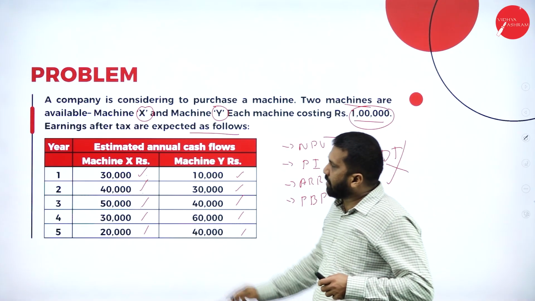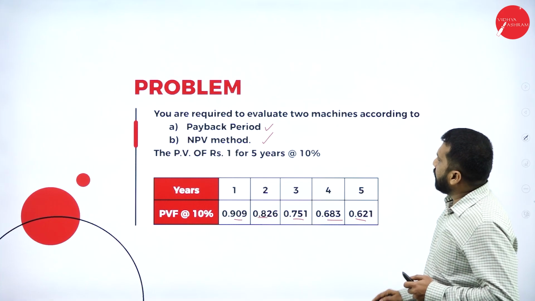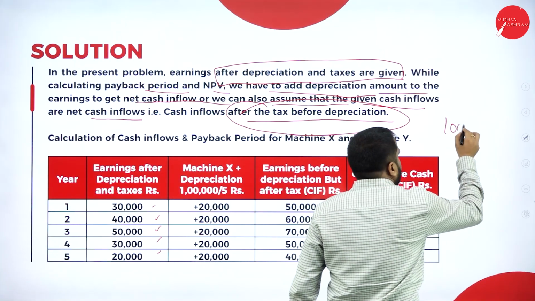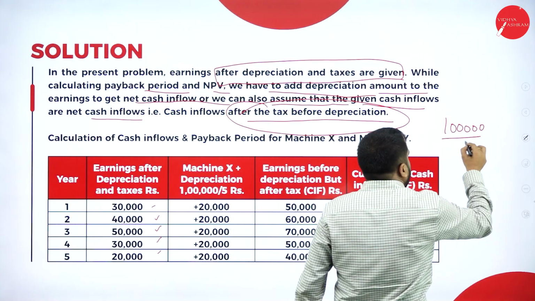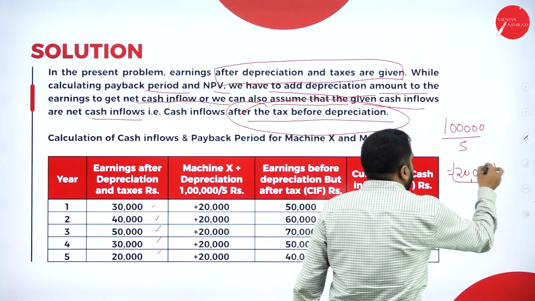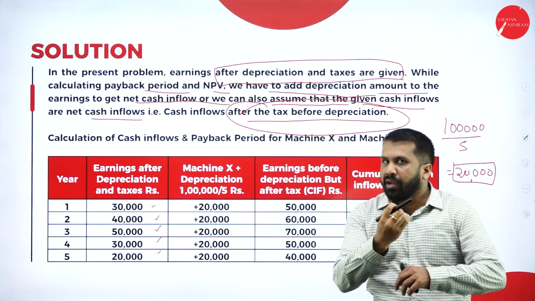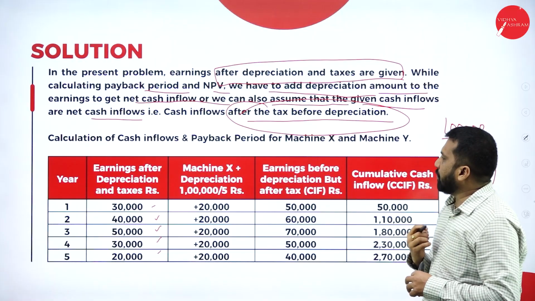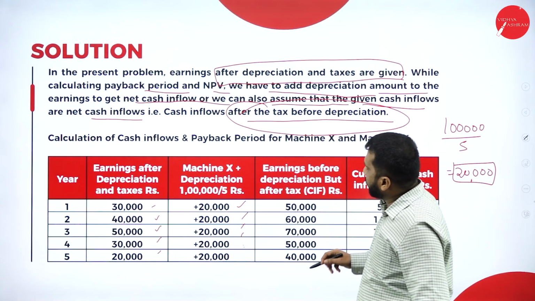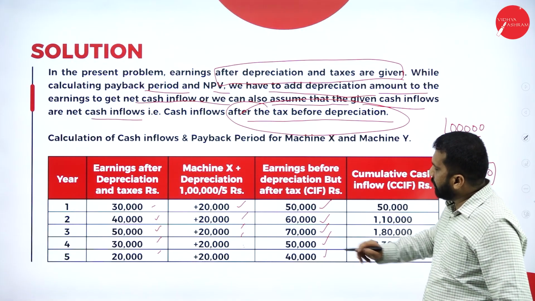What is the life of the asset? 1, 2, 3, 4, 5 years. Now, this will be your 1 lakh. I'll do the calculation for depreciation. Divide by 5. The answer will be how much? 20,000. This will be your depreciation value. After calculating the depreciation value, just add 20,000 for all. Your answer is 50, 60, 70, 50, 40.